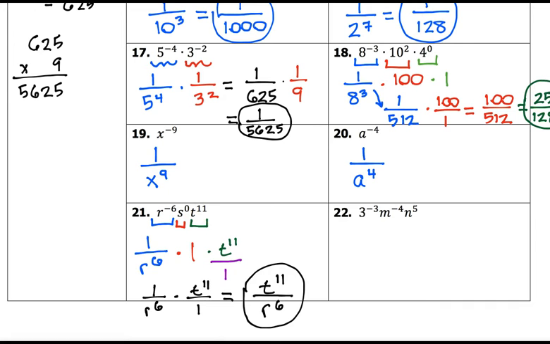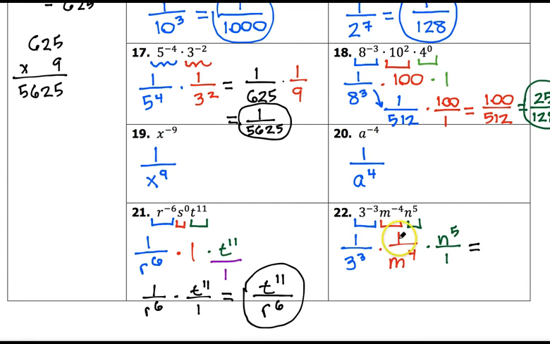Okay, our last example. We have 3 to the negative third power. We're going to rewrite that as 1 over 3 to the positive third. M to the negative fourth power we rewrite as 1 over m to the positive fourth. And n to the fifth power, that's already a positive exponent, so I can leave that as n to the fifth. I can put it over 1 though, since it's a whole number. So we're going to multiply everything on the top and then everything on the bottom.